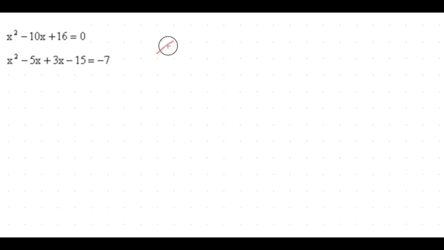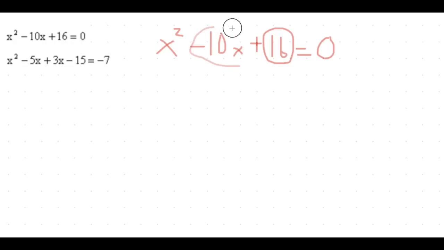So let's just go ahead and write this first one out. We have x squared minus 10x plus 16. Now, whenever we're factoring, what we're trying to do is find two numbers that multiply together to get this number that doesn't have a variable. We're trying to find two numbers that multiply together to get this positive 16, and then those same two numbers need to add to get negative 10.